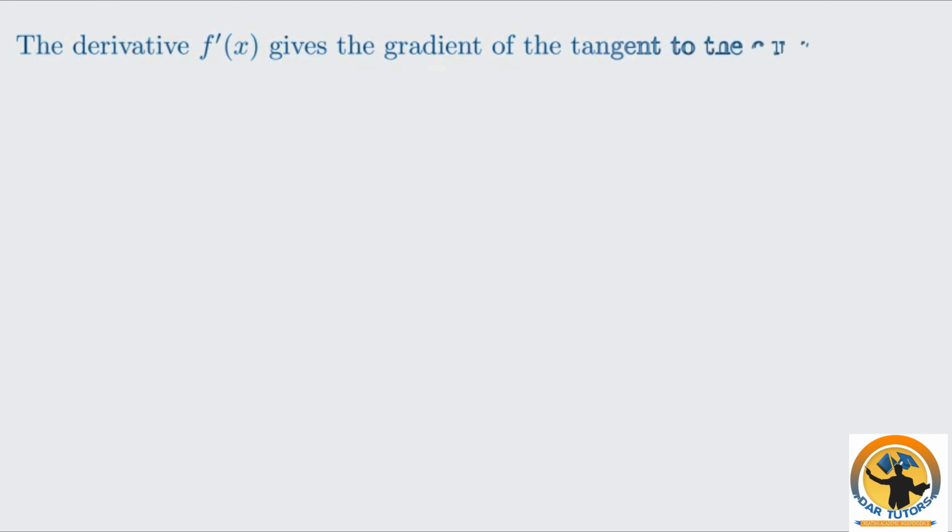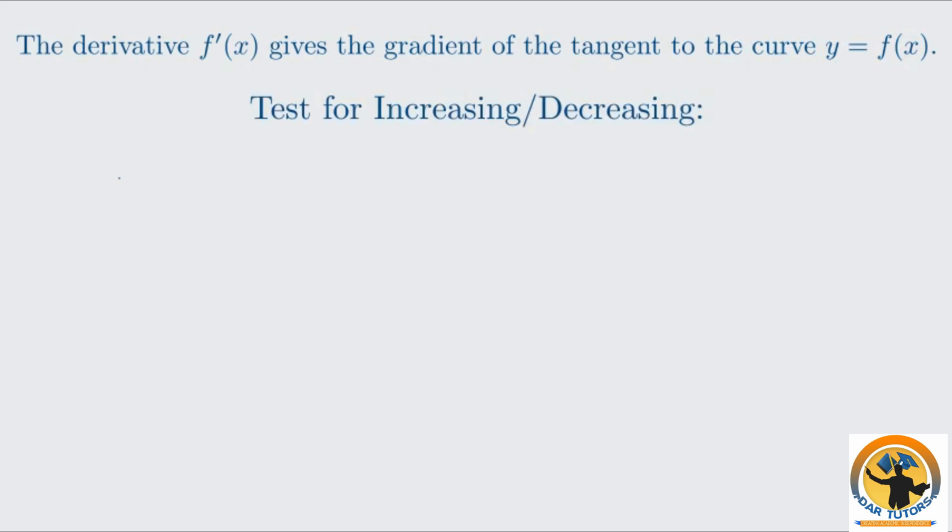While we can determine intervals of increase and decrease from a graph, a more rigorous and powerful method involves calculus. The key is the first derivative. Recall that the derivative, f prime of x, represents the gradient of the tangent line to the curve y equals f of x at any point x. If a function is increasing, its tangent lines will have a positive slope. If it's decreasing, its tangent lines will have a negative slope. This leads to a crucial test.